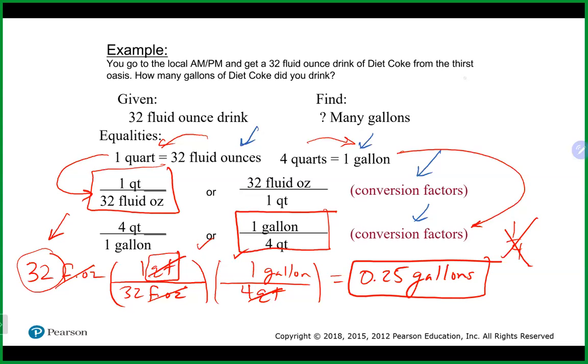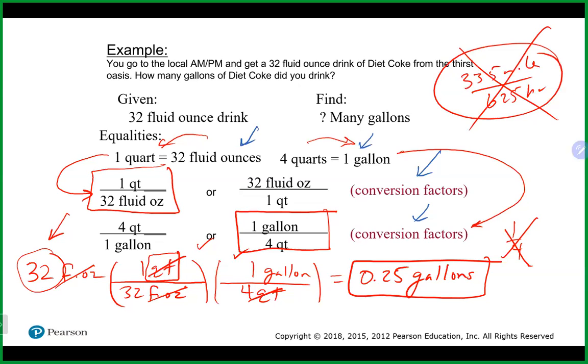Like I've had people give, 335 miles over 625 hours and circle it. Don't ever do that. So divide it out, get a number. Don't leave your answer as a fraction. Any question on any of that there?